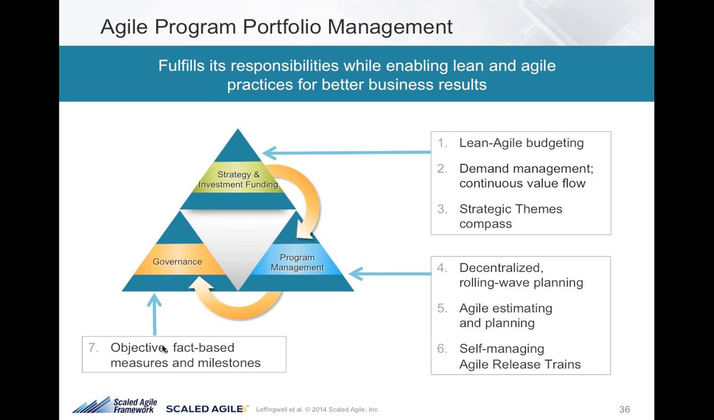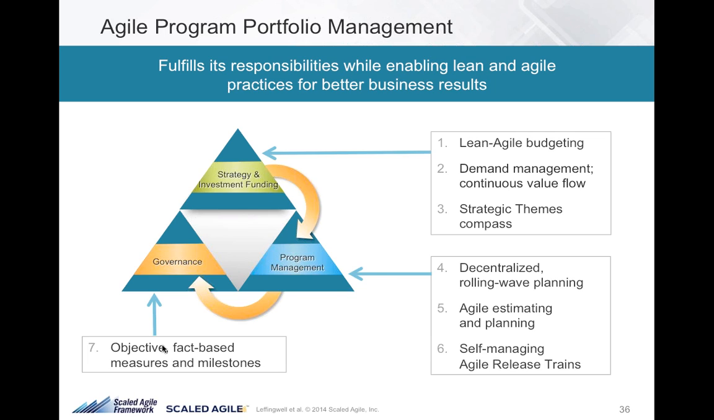But here you see the patterns that we apply. We like to think about lean and agile budgeting. Think about managing the demand and continuous flow of value rather than starting and stopping. No more starting and stopping for value streams. The compass of strategic themes, how we align to the business. Decentralized rolling wave planning is how we do our planning. Agile estimating and planning gets us out of the work breakdown structure and the task hour level detail too early a time.